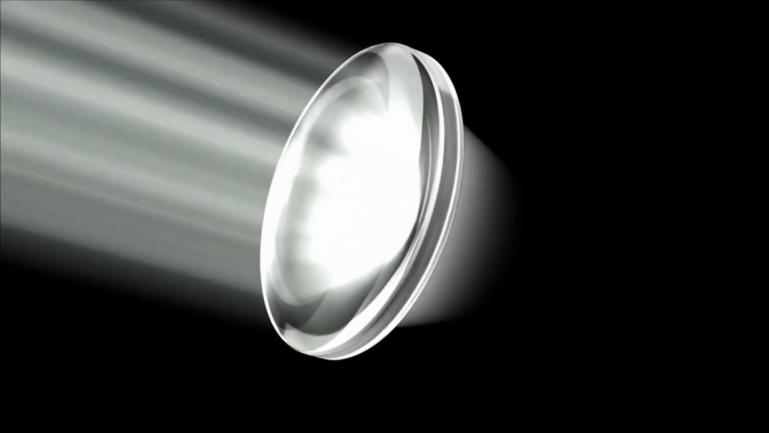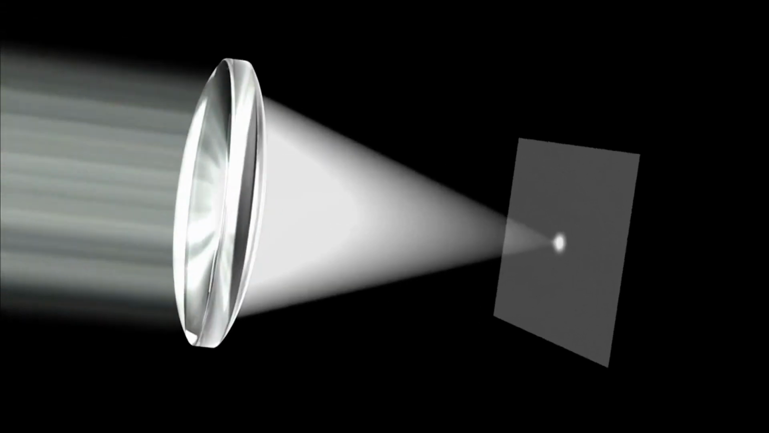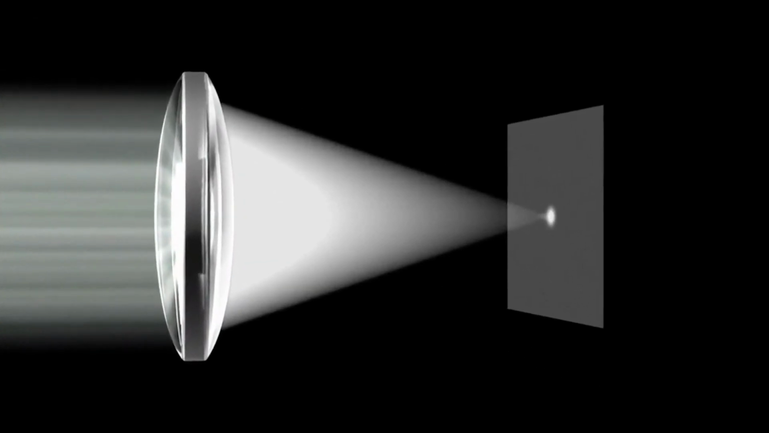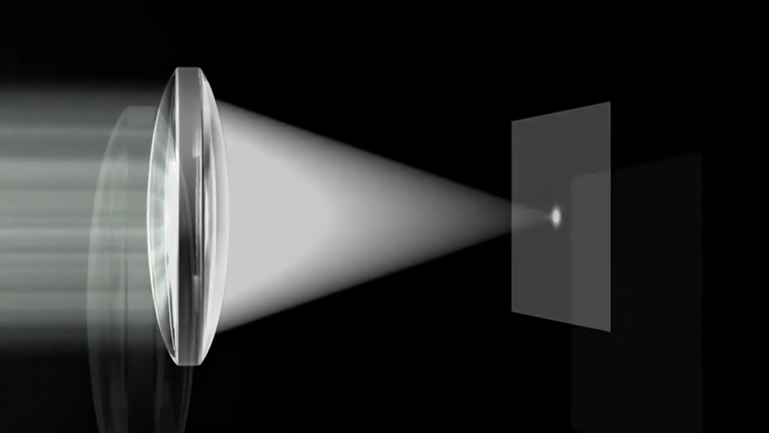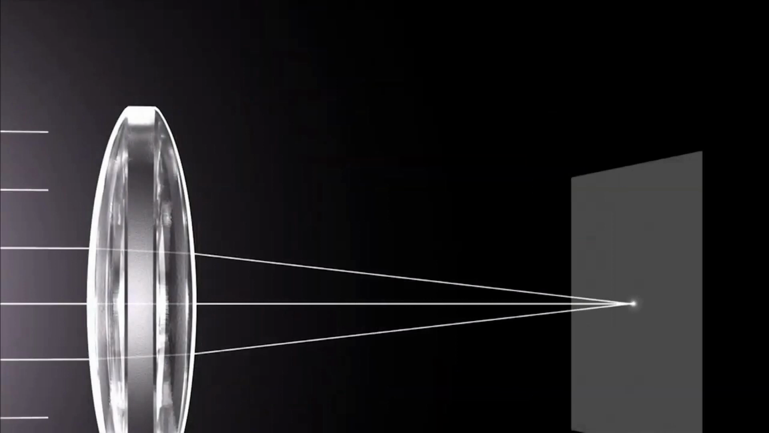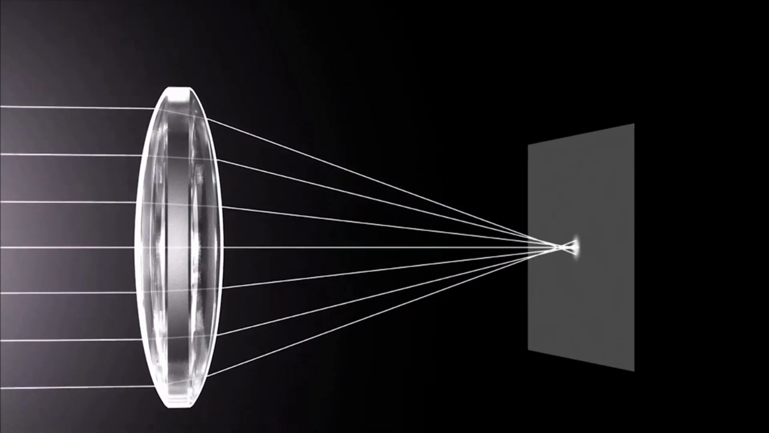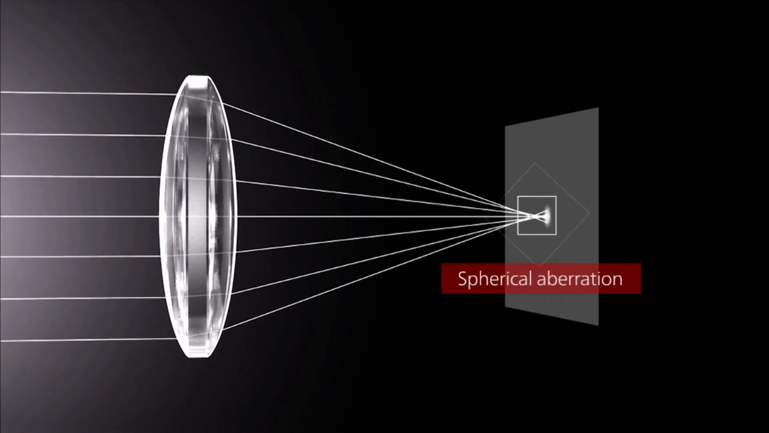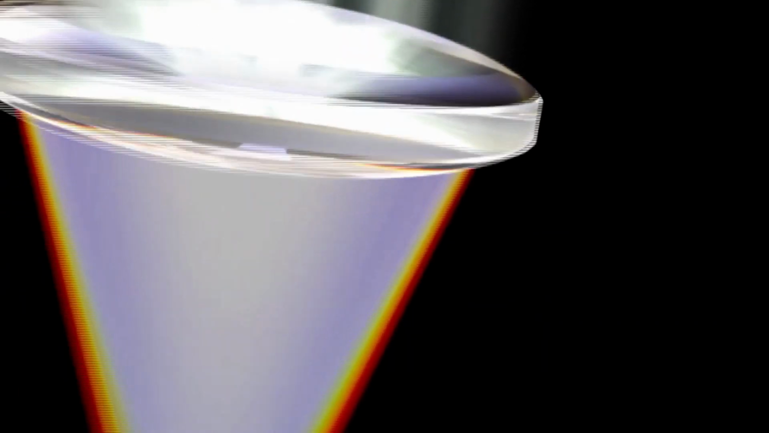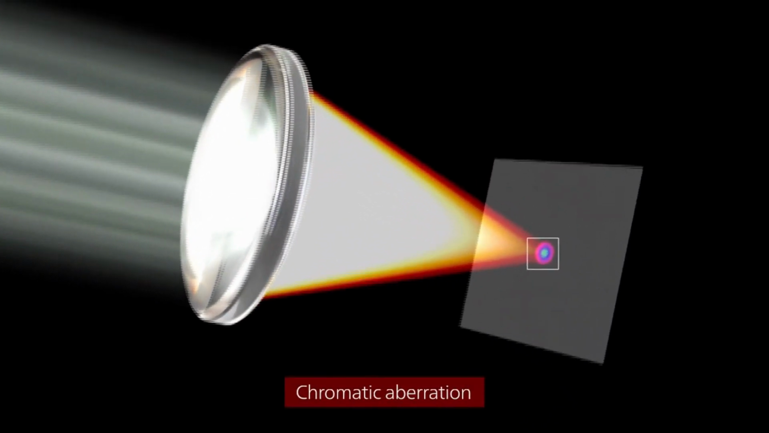This is because, strictly speaking, a spherical convex lens alone cannot cause light to converge to a single point. The focal point where light rays passing through the center of the lens converge differs slightly from the focal point where light rays passing through the edge of the lens converge. This is called spherical aberration. In addition, color fringing may occur. This is called chromatic aberration.